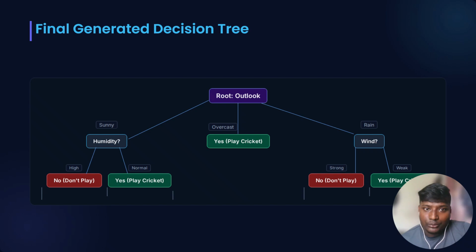Look at how clean it is. If the outlook is overcast, we go straight to play cricket. If it is sunny, then we split on humidity. High humidity means no cricket, normal means yes. If it is rain, we split on wind. Strong wind means don't play cricket, weak wind means play cricket. Notice how the algorithm successfully grouped similar past scenarios together to make predictions for future unseen days. It didn't just guess; it mathematically partitioned the feature space to maximize purity.